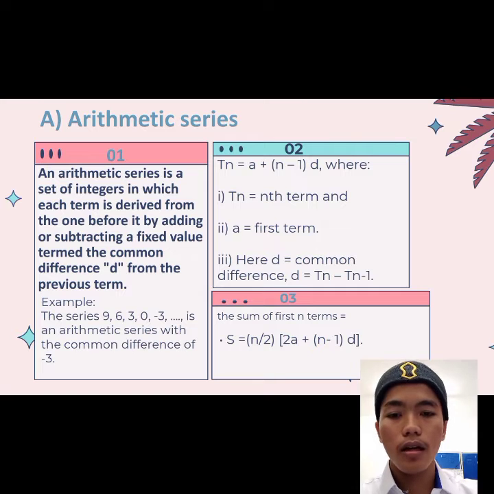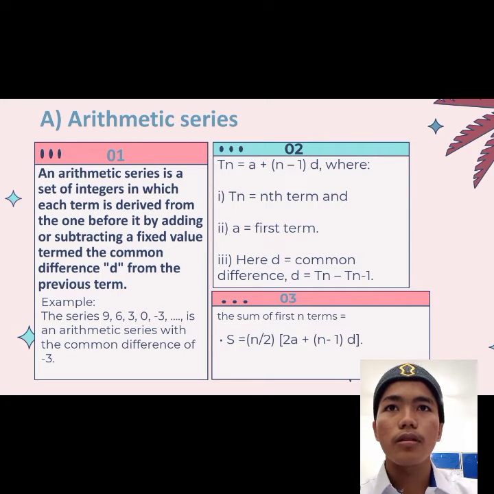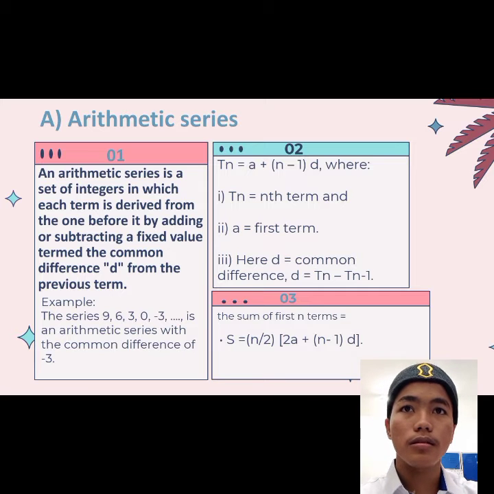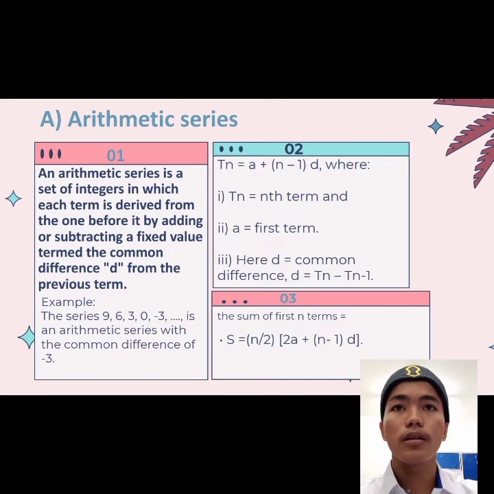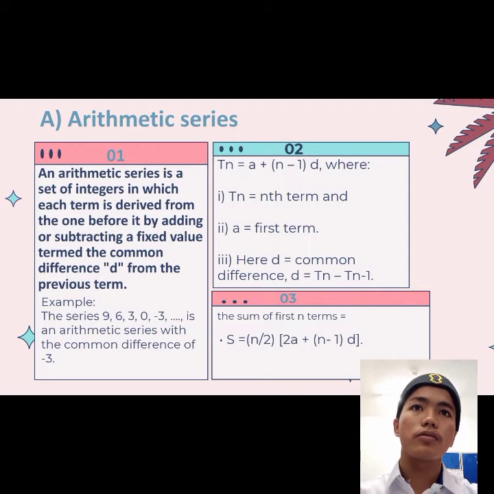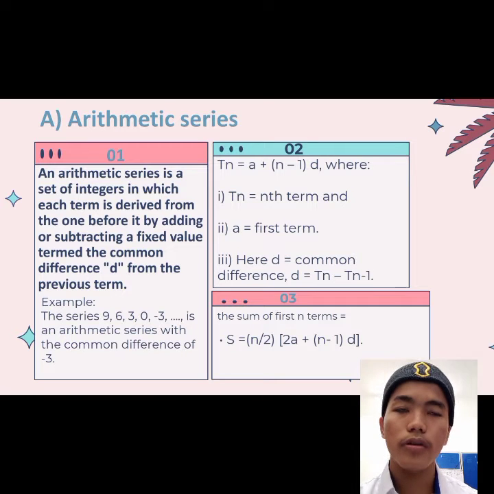Firstly, I will discuss arithmetic series. An arithmetic series is a set of integers in which each term is derived from the one before it by adding or subtracting a fixed value, termed the common difference d, from the previous term. Number 2 is the formula. Tn is equal to a plus n minus 1 multiplied by d, where Tn is the term, a is the first term and d is the common difference.